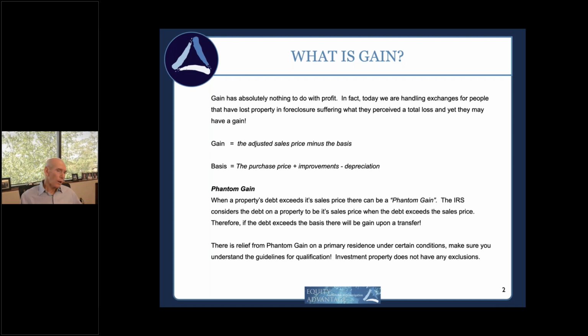Now, I've got to caution you because each of those things, the purchase price, that varies. If you pull money out of your pocket, the purchase price is that purchase price number.